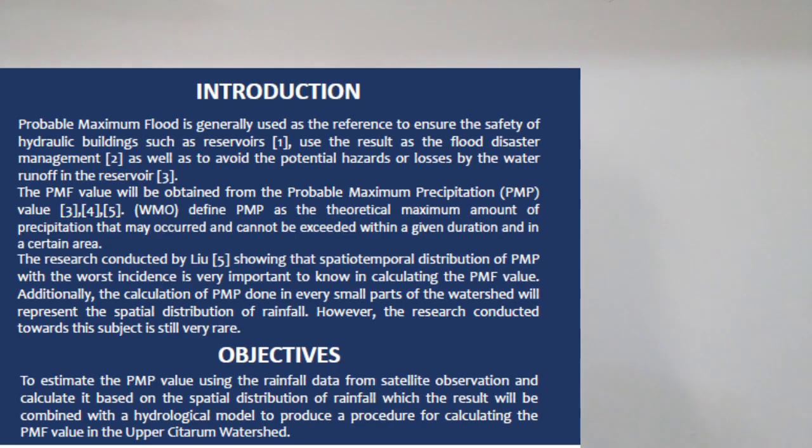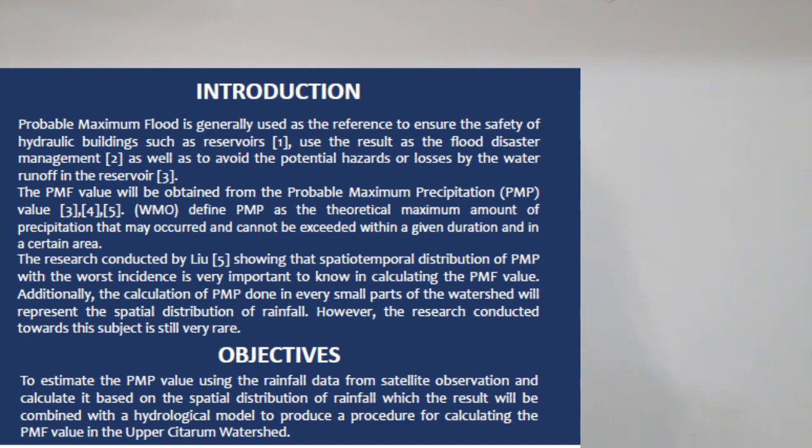As is already widely known, PMF is commonly used as the reference to ensure the safety of hydraulic buildings such as reservoirs. However, on the other side, it can also be used as a reference for flood disaster management. The PMF value is obtained from PMP, because PMP is defined as the theoretical maximum precipitation that may occur over one centered area and one given duration.